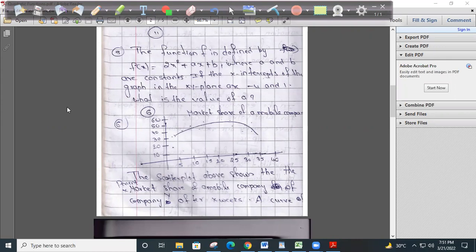Again, you have 1 minute to solve this. Take 1 minute and try to answer. If not, I'll explain how to solve this. What is the value of a?